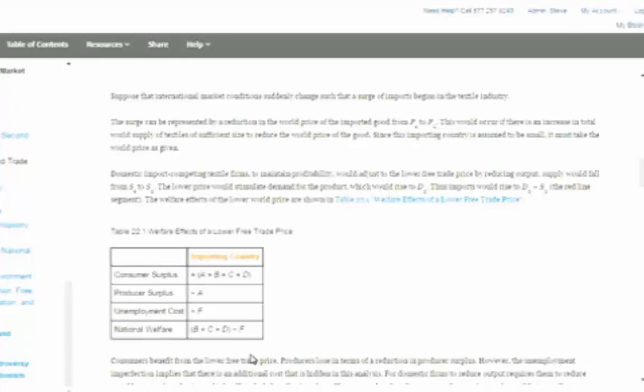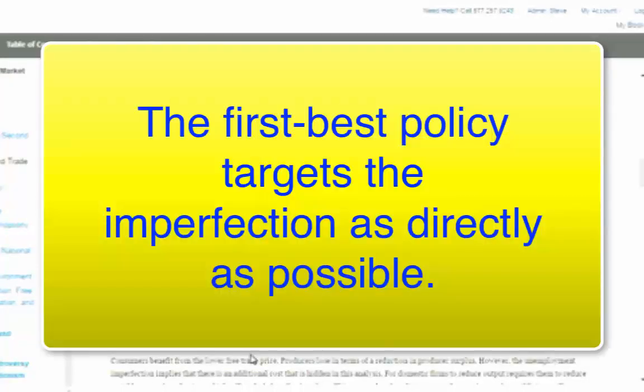The first best policy turned out to be the policy that targets the imperfection as directly as possible. You want to get right at the heart of what is the imperfection in the market, and you want to correct for that as close to the problem as possible. And if you can do that with a policy, that's going to be the most efficient policy to use. Attack the distortion or attack the imperfection as directly as possible.